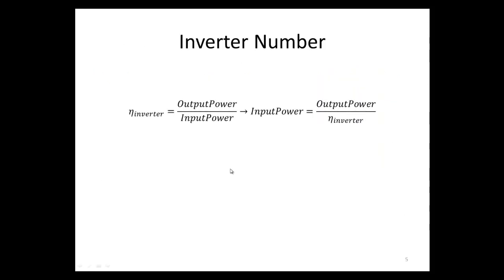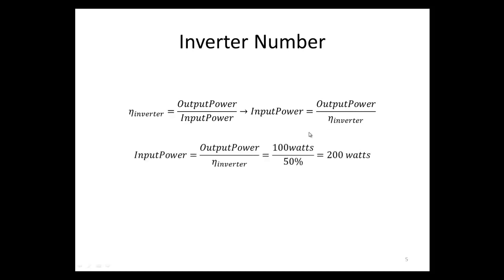So if we remember, the general efficiency equation is that the efficiency equals the output power over the input power. And so since we know from the previous slides the output power of the inverter and the efficiency of the inverter, we solve for the unknown, which is input power. So input power equals output power divided by the efficiency of the inverter. Then we plug in what we knew from the first slide and we solve for input power, and the output power again was 100 watts and the efficiency was 50%, so we get an input of 200 watts.